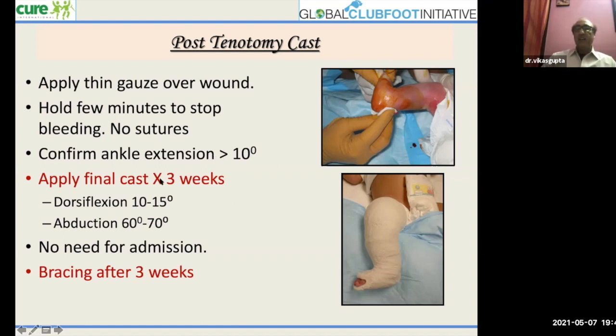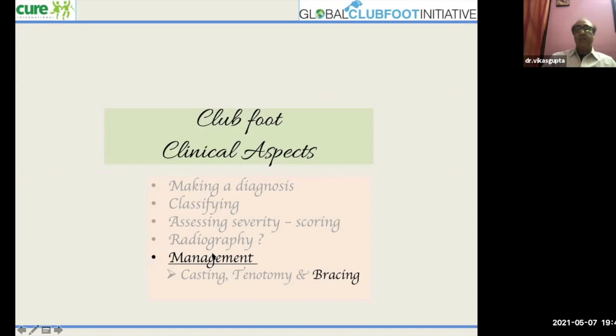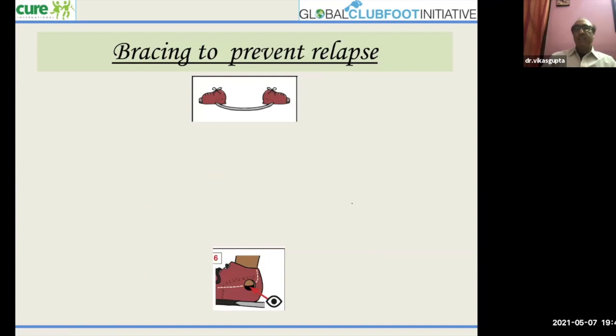Final cast is given for 3 weeks, maintaining the full abduction achieved in the last casting and the dorsiflexion achieved following tenotomy. And normally there is no need for admission, and the child is ready for bracing after 3 weeks. Now, briefly about the bracing, that is the last part. So you all have seen these are foot abduction braces, okay?